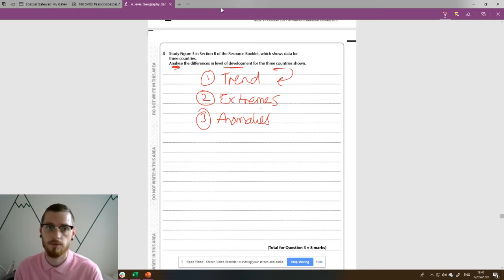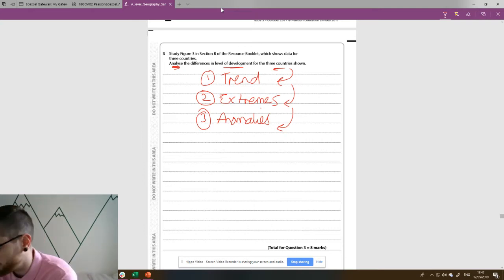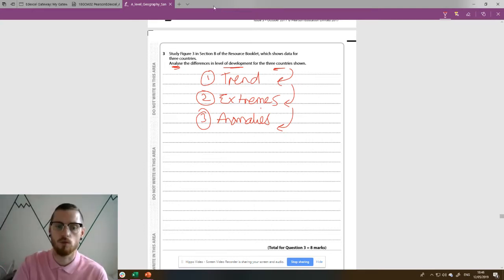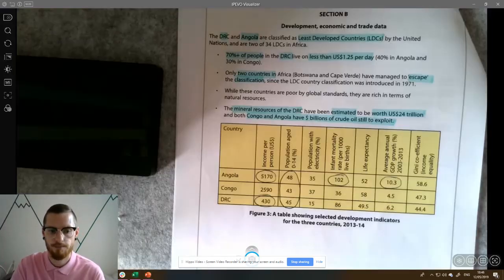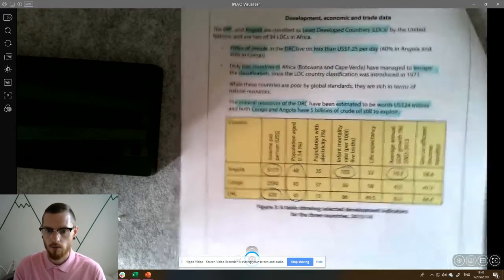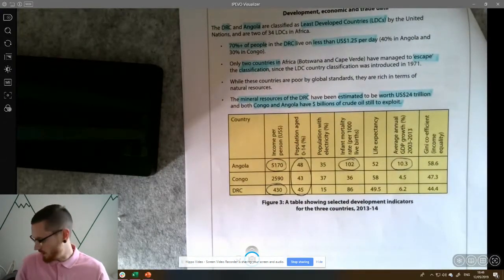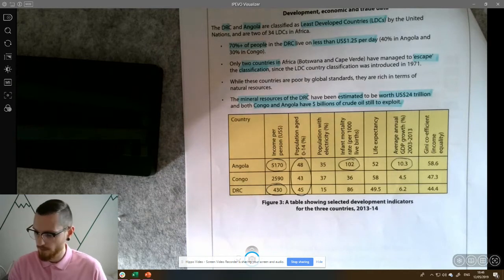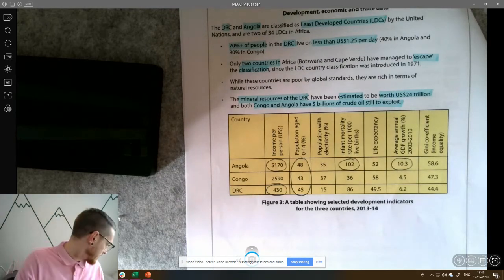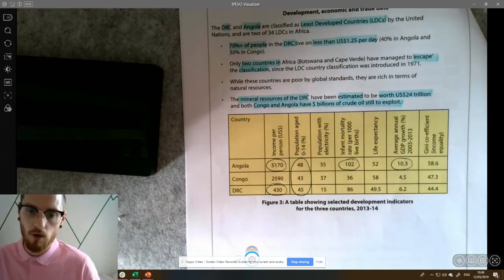Which one's more developed to least? What data extremes can I use to support that? And do those extremes also suggest some anomalies within that overall trend that I'm presenting? Now, if I go to the actual resource booklet, and I look at these 3 countries, I've got Angola, Congo, and the DRC.